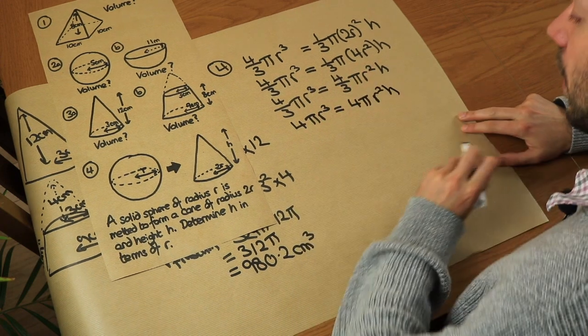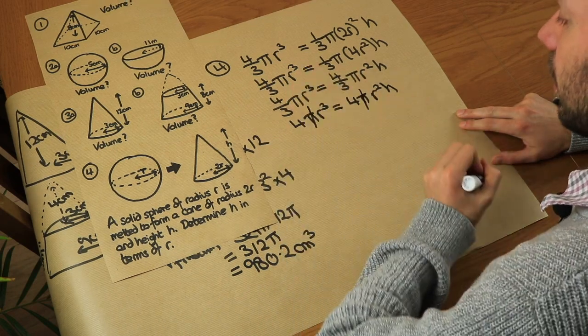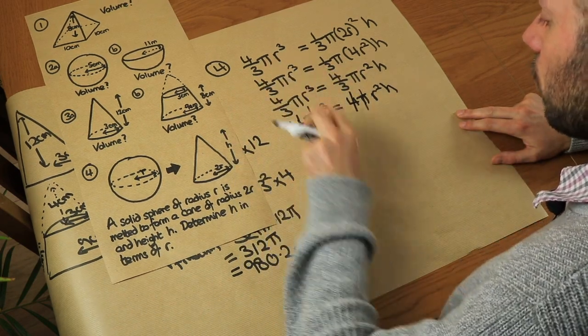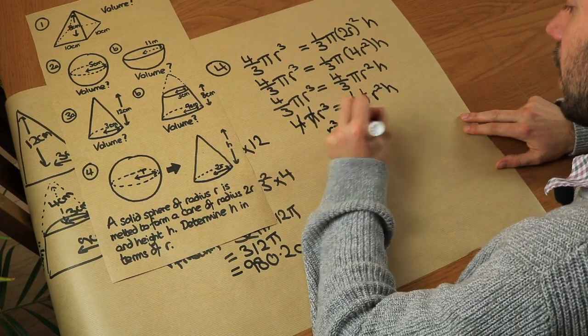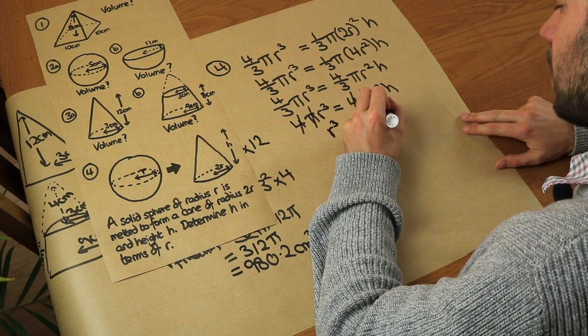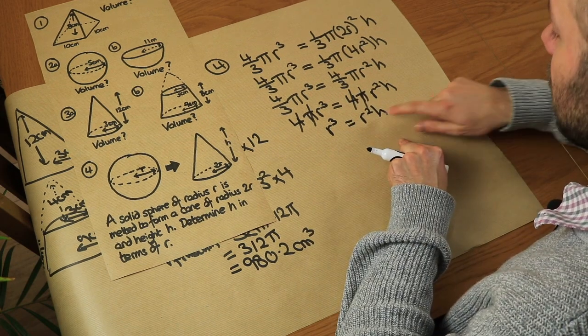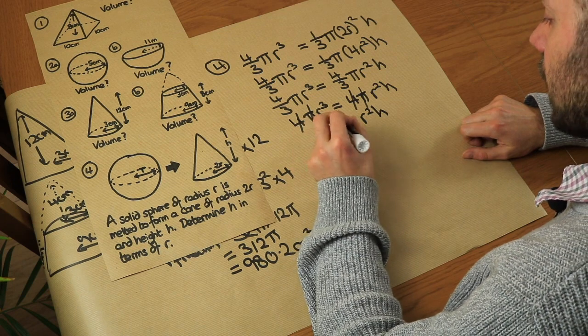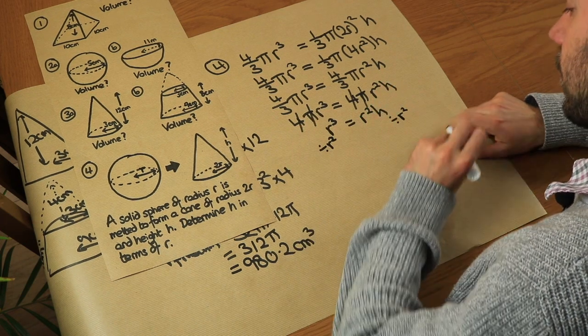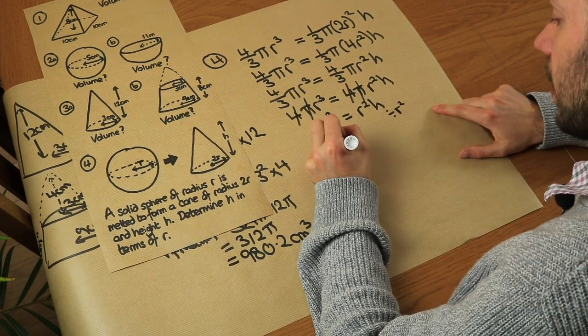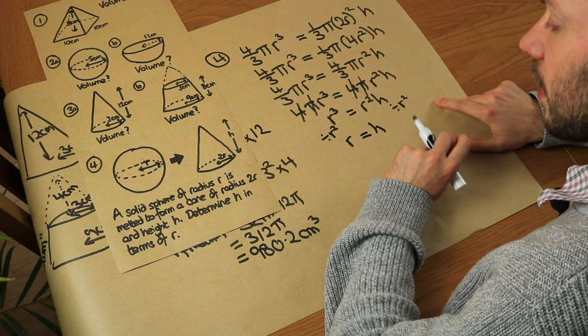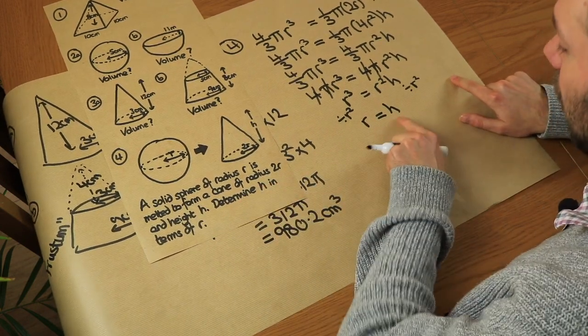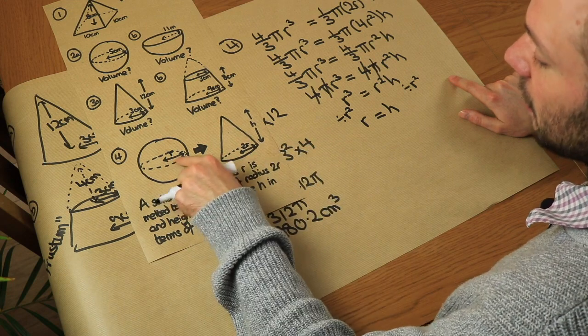And then let's see what we can divide by. Well, we can divide both sides by pi. We could divide both sides by 4. All we're left with now is r cubed is equal to r squared h. Now h is being multiplied by r squared, so I divide both sides by r squared. And r cubed divided by r squared is just r. So it turns out that the height is just the same as that radius there.